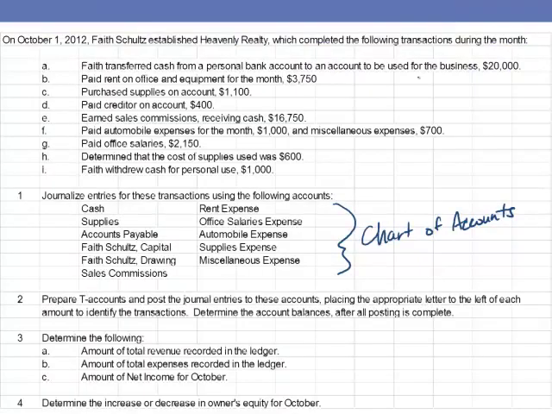Okay, so we've journalized the entries. Now we're asked to prepare T accounts and post the journal entries to the accounts. So we need to make some T accounts. We need 11 of them.